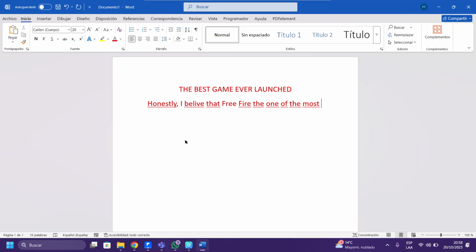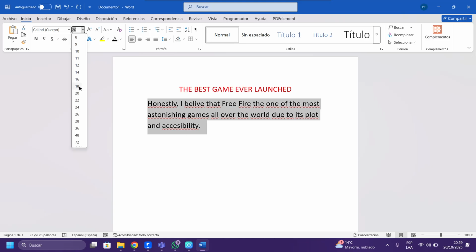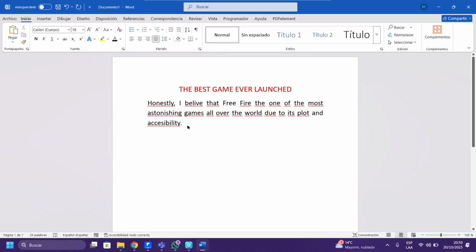I'm going to let you try this. So honestly, I believe that Free Fire is one of the most amazing, or astonishing, which is the same, games all over the world. You can say due to its plot, and what else can we write here? Due to its plot, accessibility. That is our conclusion. Very quickly, we go straight to the point. Take no more than 2 or 3 lines.